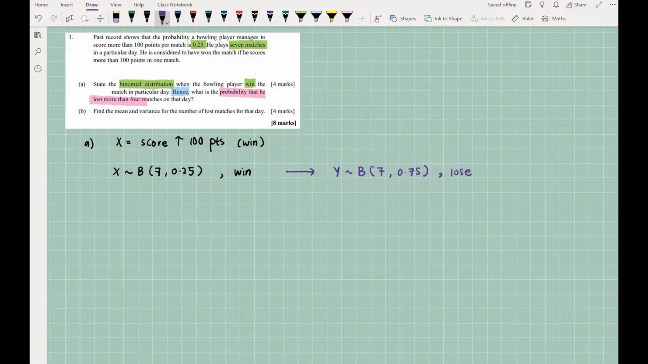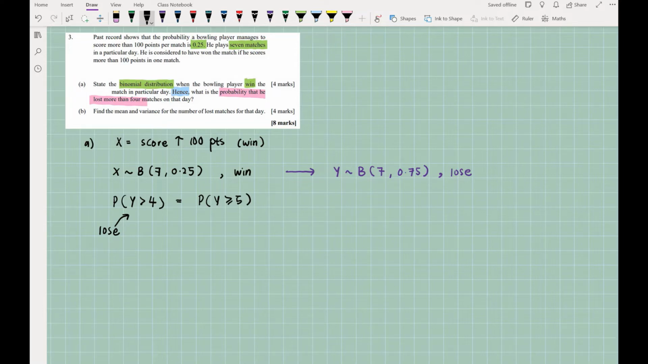Jawapannya adalah kita nak cari probability that dia lost. So, bila kita nak cari probability dia lost, untuk this question, I'm going to find probability that Y is greater than 4. Okay, kenapa? Because the question specifically sebut dia mesti lost more than 4 matches. Okay, so untuk cari probability Y greater than 4, now what can I do?